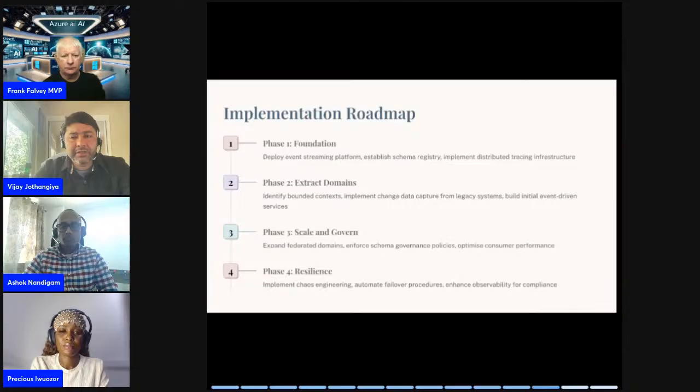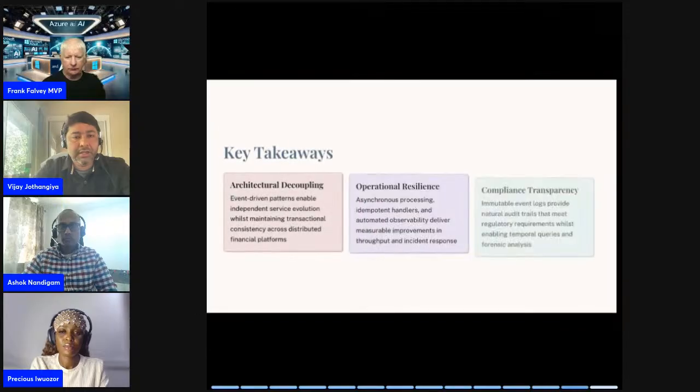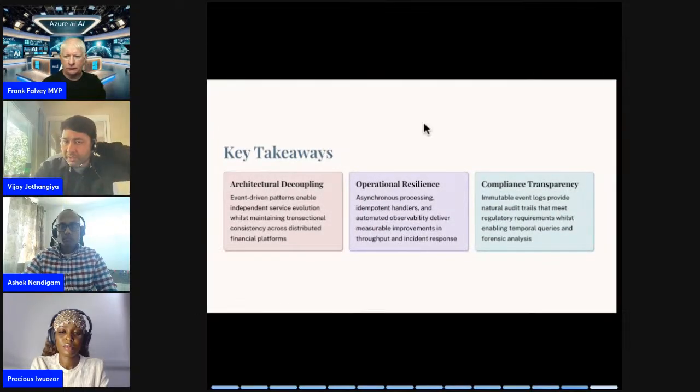Expand federated services and enforce schema governance and policies. Phase 4, resilience. Introduce chaos engineering, automated failure procedures, and enhanced observability. I believe transformation must be deliberate and staged. Let me move to the next slide. Here I'm going to talk about a few key takeaways.